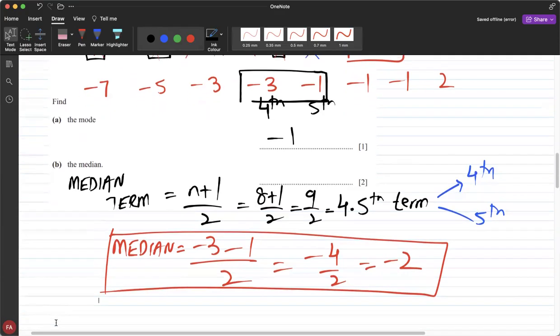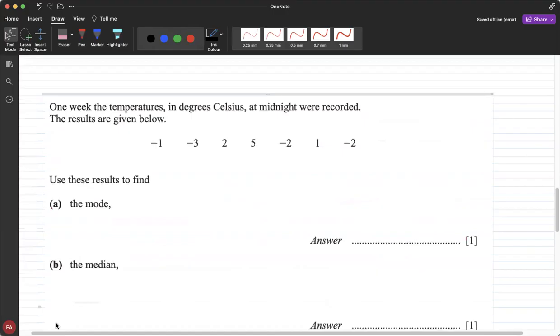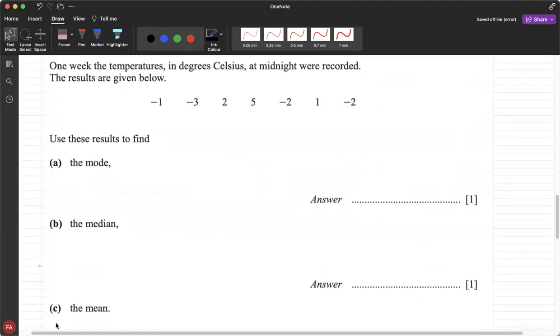Let's try another one. So again, if you look at this question over here, the question reads, 1 week, the temperatures in degrees Celsius at midnight were recorded. The fact that they've given us 1 week means in a week, how many days do we have? 7, right? So can I say n over here is 7?